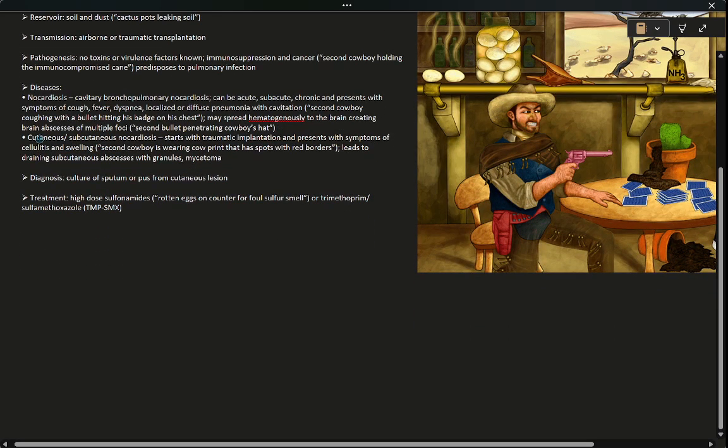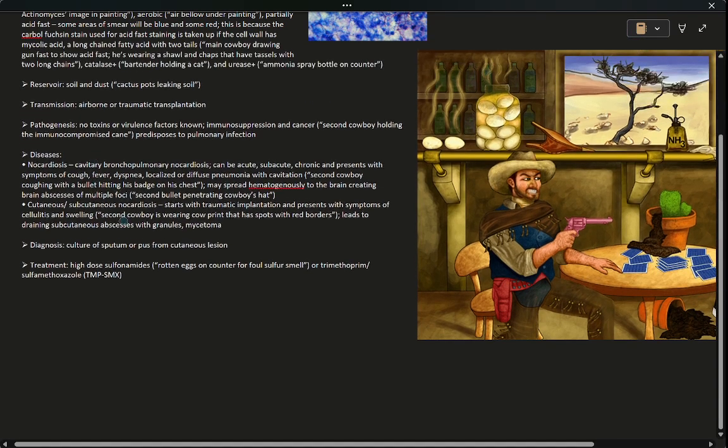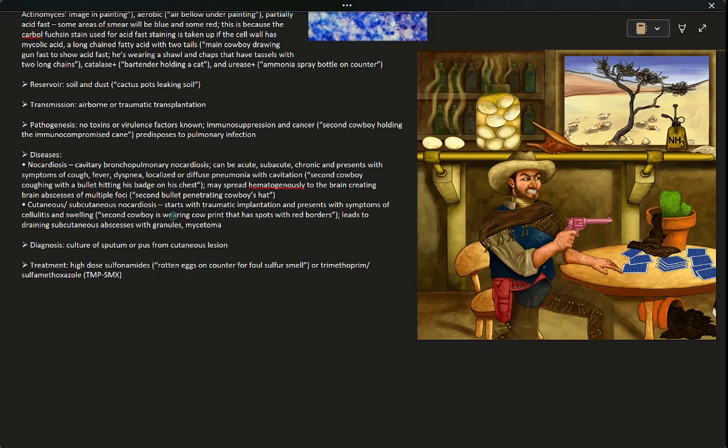And then finally, Nocardia can also cause cutaneous or subcutaneous nocardiosis. So this starts with traumatic implantation, and it presents with symptoms of cellulitis and swelling. It can also lead to draining subcutaneous abscesses with granules and mycetoma. So to remember the symptoms of cellulitis and swelling, think about the second cowboy who is wearing a cow print that has spots with red borders.